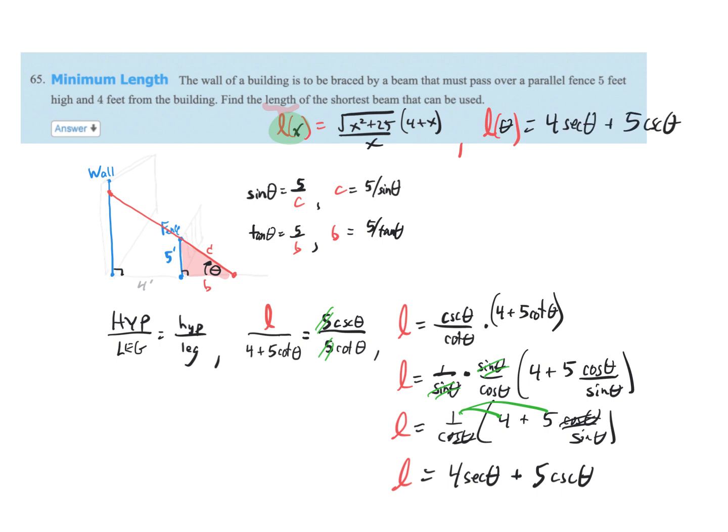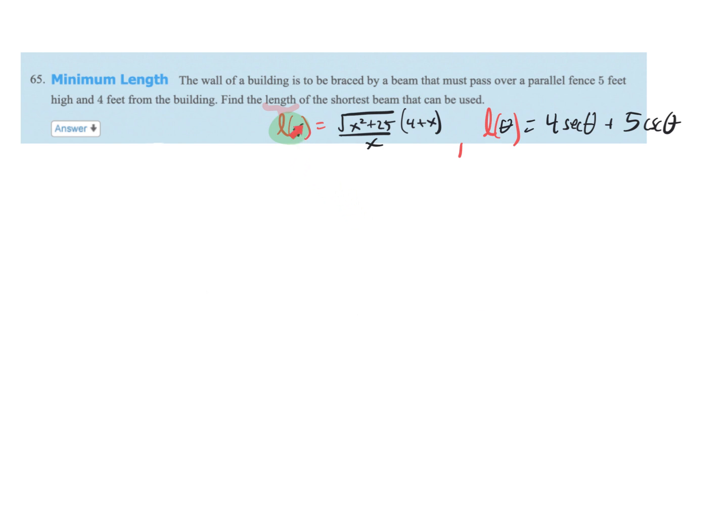So the question then becomes to find the shortest length of this beam, to minimize the value of L. Would you rather set the derivative of this function equal to 0, or would you rather set the derivative of this function equal to 0? For me, I'm leaning this way. I'm going to do that then. What is L prime of theta? And let's set that equal to 0.